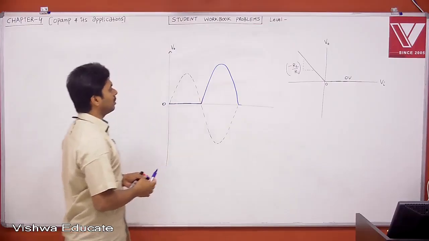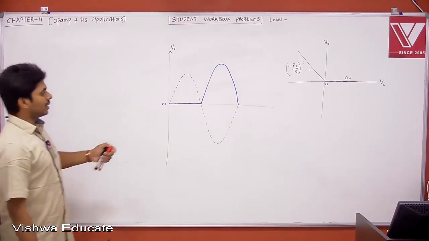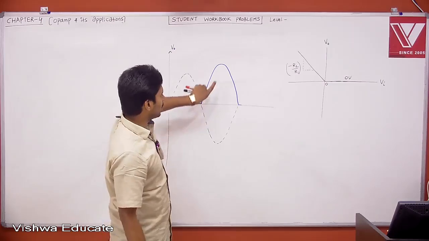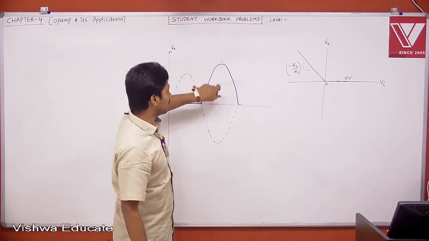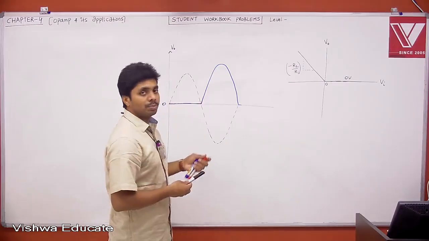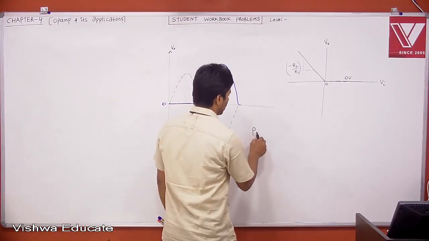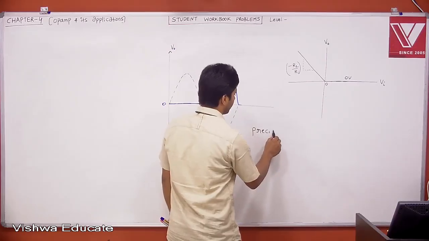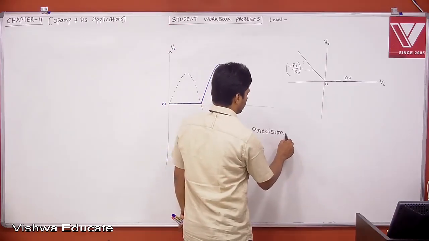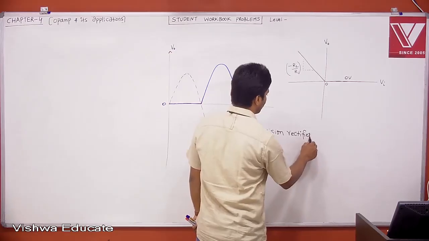What is this? This is nothing but a half wave rectifier. But for the negative cycle of your input, you are getting a positive cycle in the output with some gain. Whatever gain you want, you can get. Therefore, this is what is called a precision rectifier. This is one of the precision rectifiers. What is a precision rectifier?